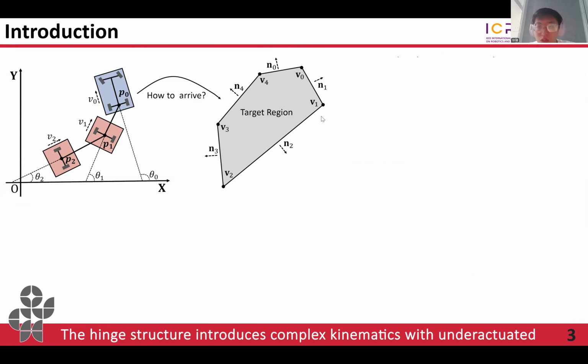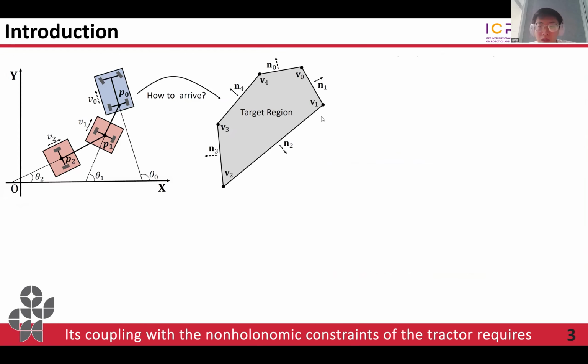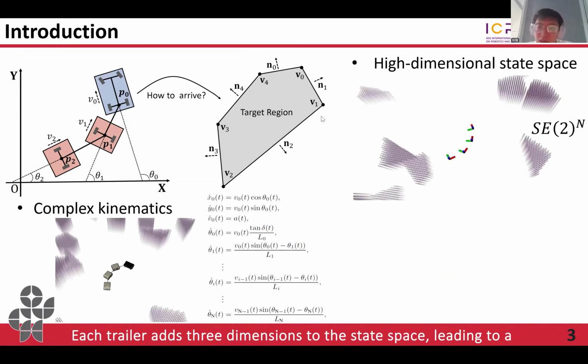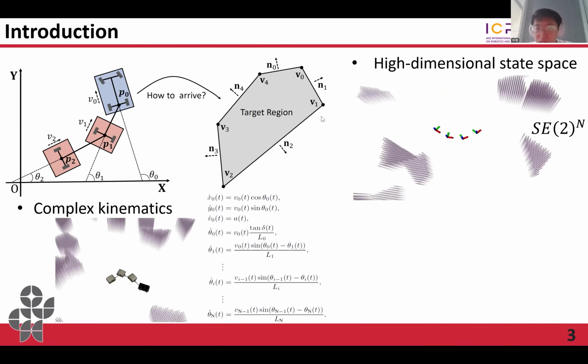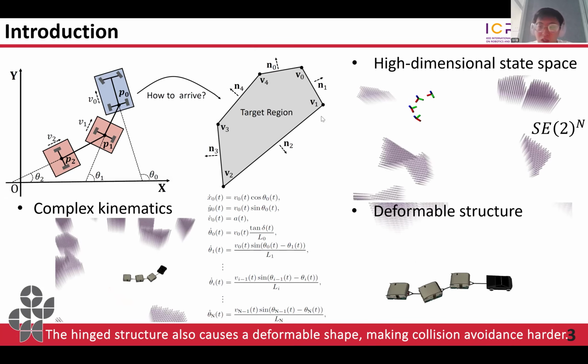The hinge structure introduces complex kinematics with underactuated trailer constraints. Its coupling with the non-holonomic constraints of the tractor requires a planner capable of handling more equation constraints. Each trailer adds three dimensions to the state space, leading to a high-dimensional state space for tractor planning. And the hinge structure also causes a deformable shape, making collision avoidance harder.